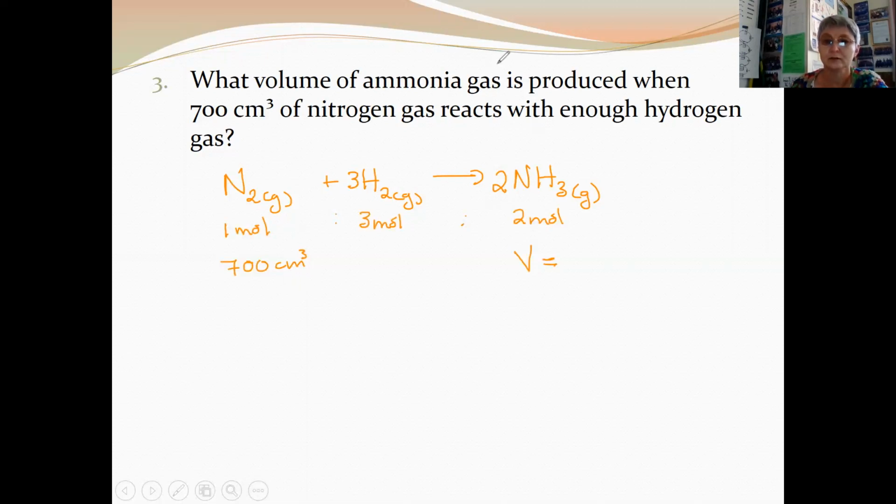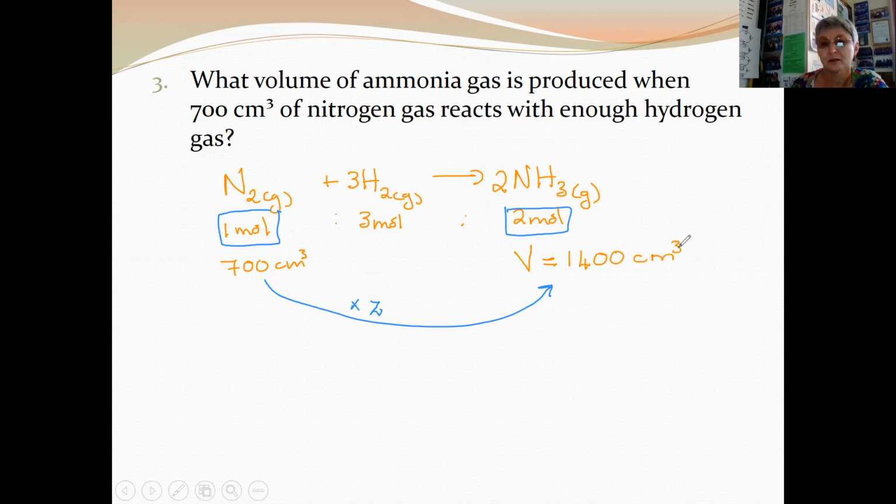The mole ratio is 1 mole nitrogen will give 2 moles ammonia. So I use that and I multiply the 700 cubic centimeters by 2, and we get 1,400 cubic centimeters, which is equivalent to 1.4 cubic decimeters.